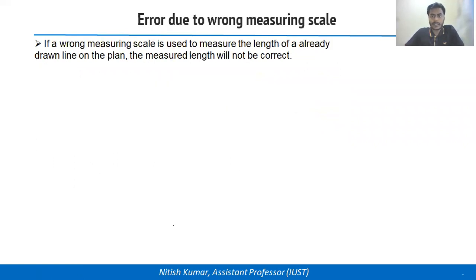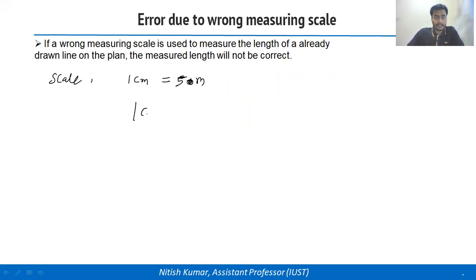Error due to wrong measuring scale. So if a wrong measuring scale is used to measure the length of an already drawn line on the plan, the measured length will not be correct. Suppose you have done the measurement according to the scale. Let me take one example. Scale is 1 centimeter is equal to 50 meter. You have done the measurement of this, but later you know that the scale you used during the measurement was wrong.